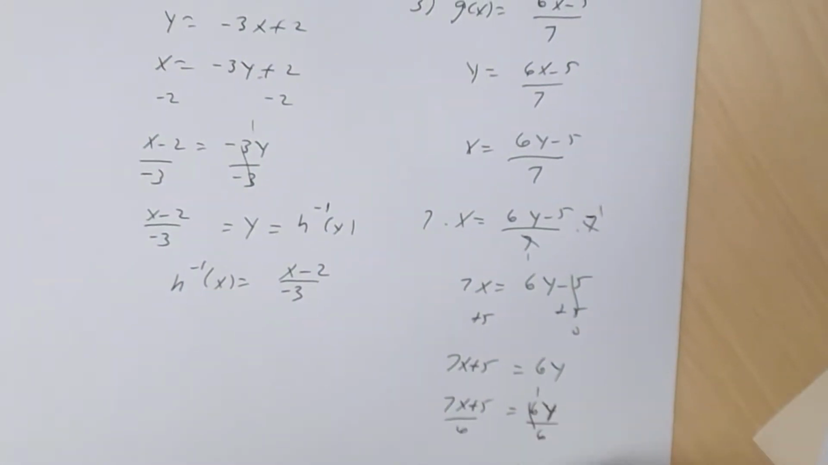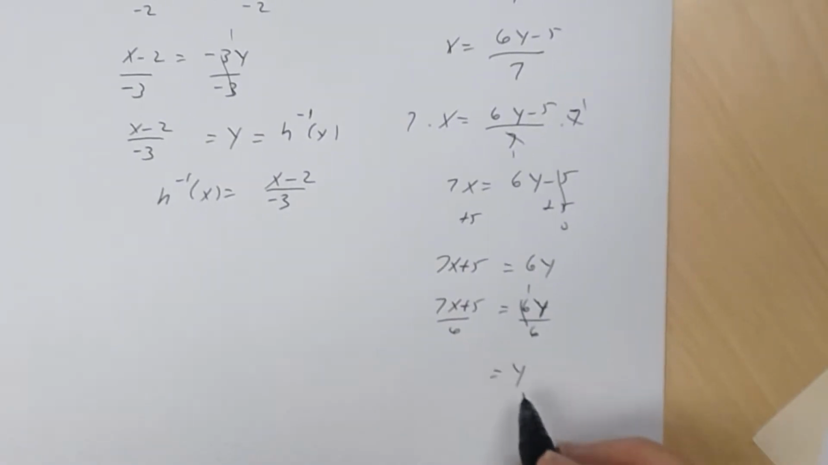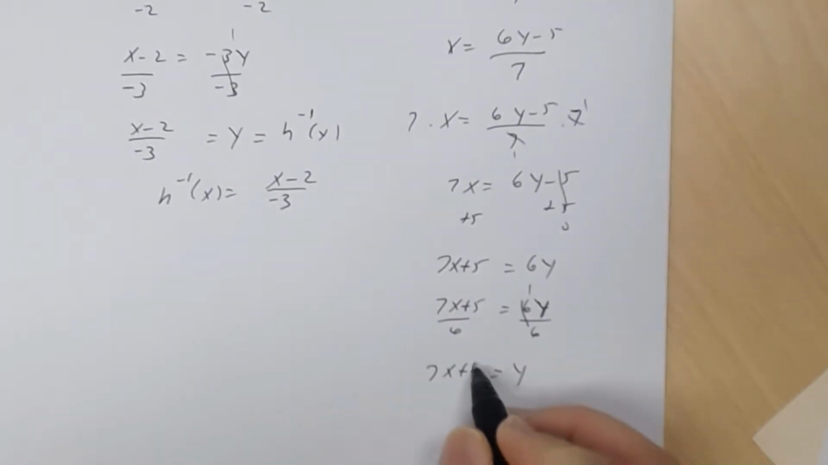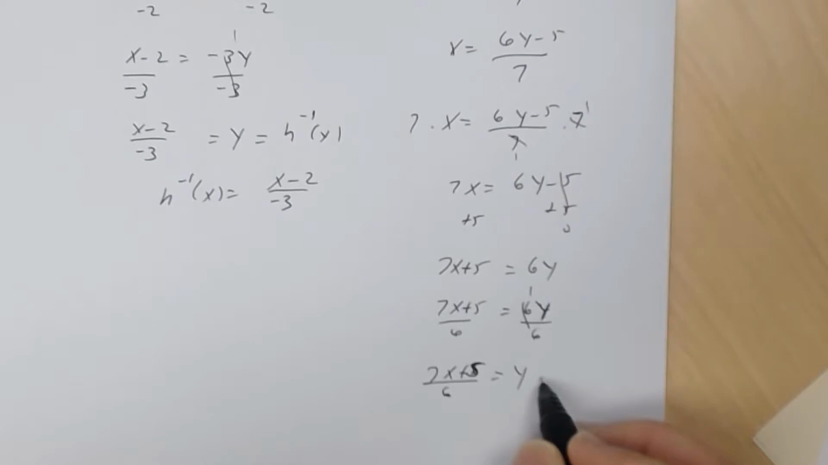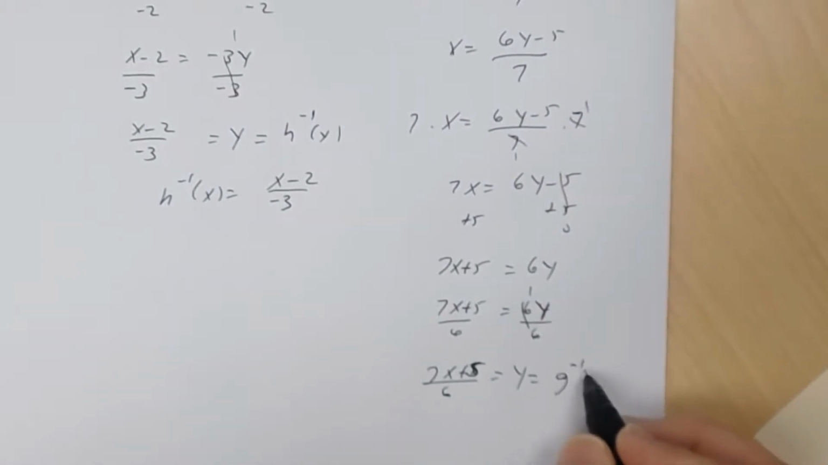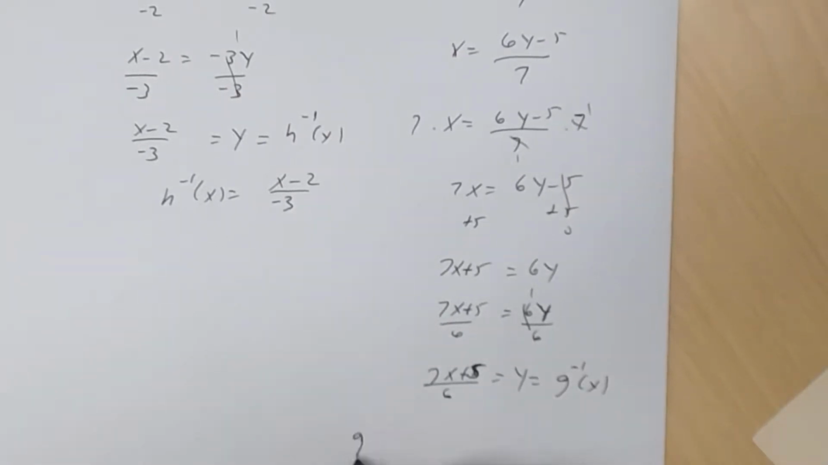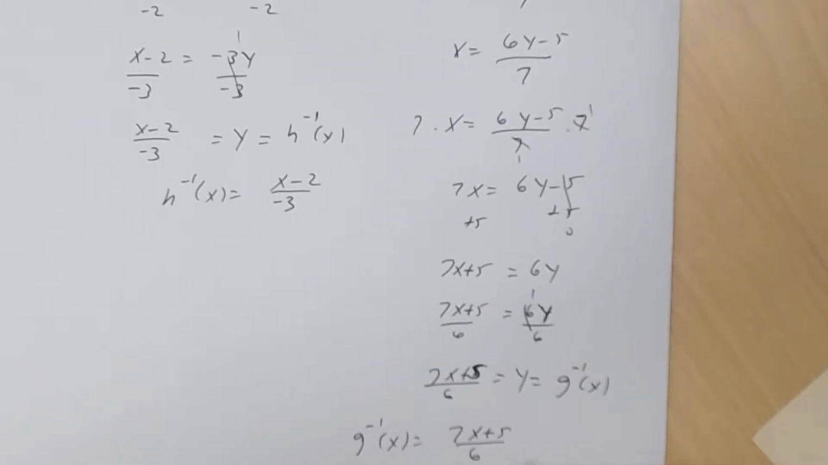And so y equals 7x plus 5 divided by 6. And there's your inverse. So that's g inverse. So g inverse of x equals 7x plus 5 divided by 6.